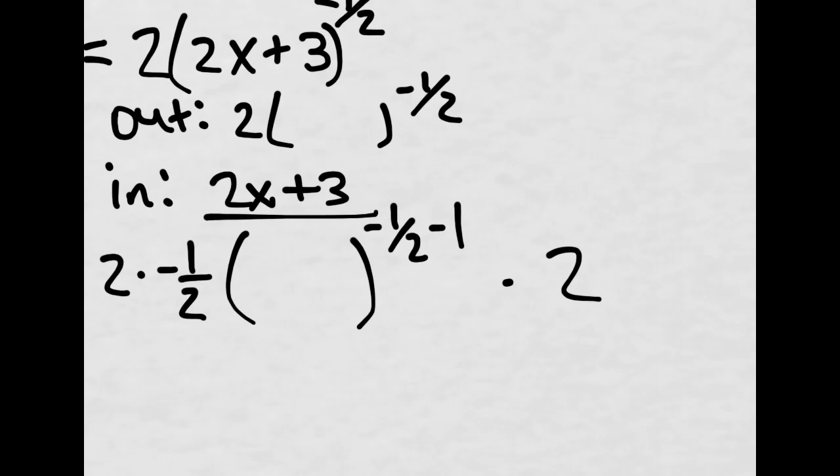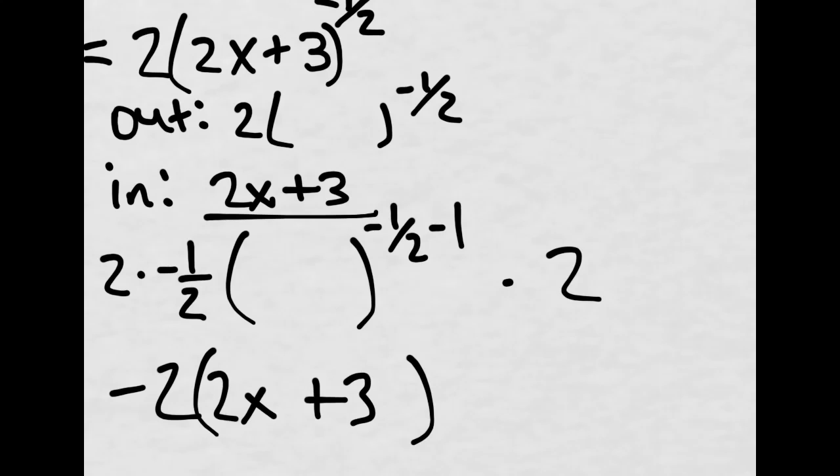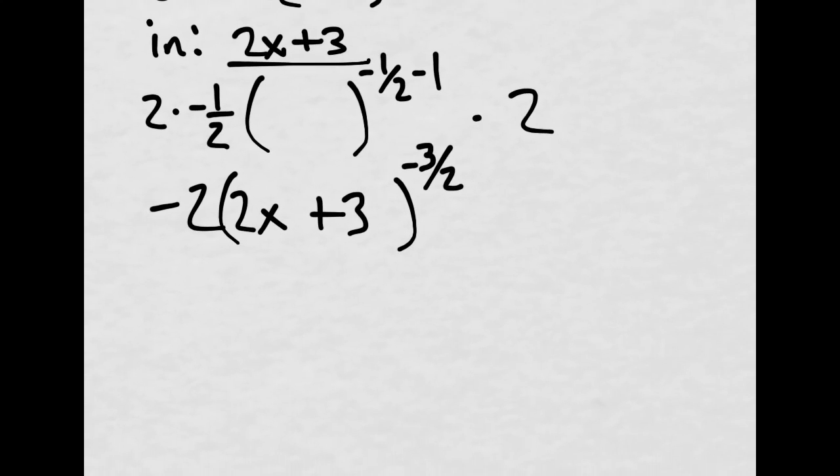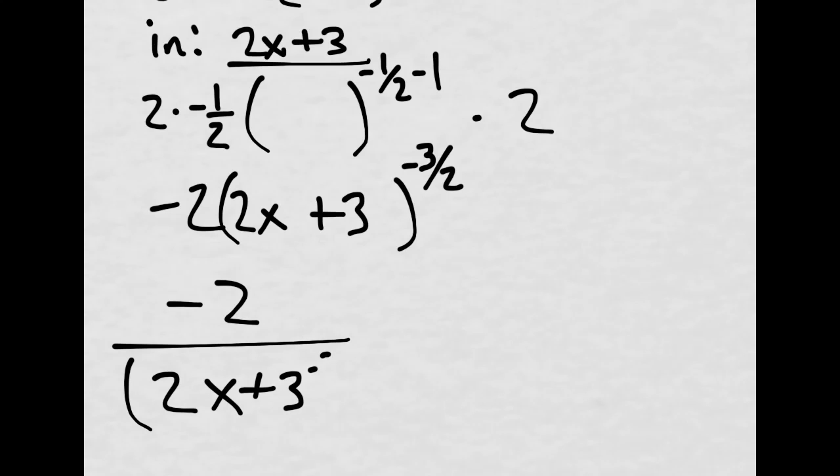So then this part, the 2 times the negative 1/2 is going to give me negative 1, times this 2 out here is going to give me negative 2. Then I leave the inside in there, right, it's 2x plus 3. Then negative 1/2 minus 1 is negative 3/2. And then I already got rid of that 2. The only other thing we could do is, what? Move it to the bottom. So it would be 2x plus 3.